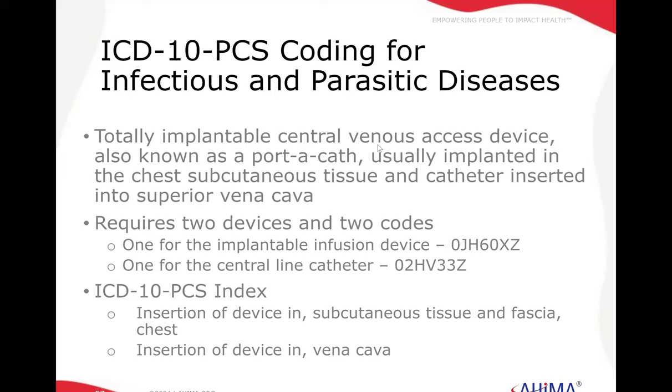One for the implantable infusion device, the 0JH60XZ, and one for the central line catheter, the 02HV33Z. And again, when we go to the index, it would be an insertion of device in, subcutaneous tissue and fascia of the chest, insertion in vena cava.